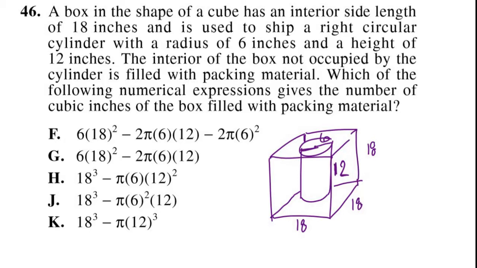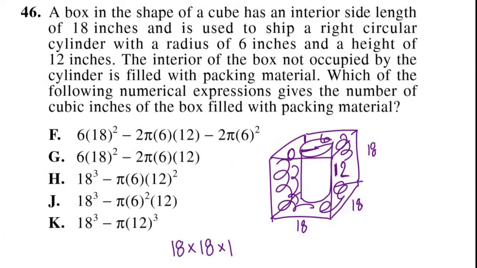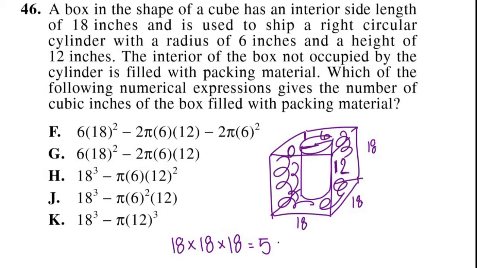We want to know what the area of everything not occupied by that cylinder, what that area is. So the volume of this cube, again, like we did in the last question, is going to be the base, which is 18 times 18, multiplied by the height, which is also 18. 18 times 18 times 18, 5,832 inches cubed.